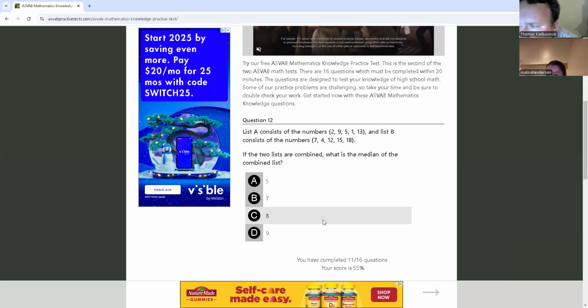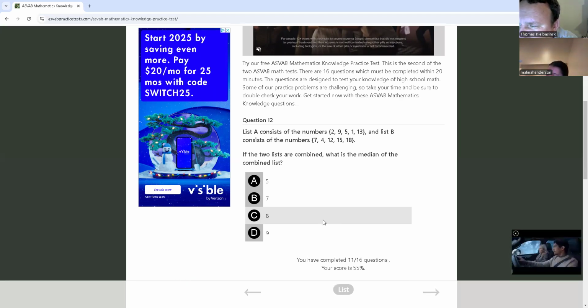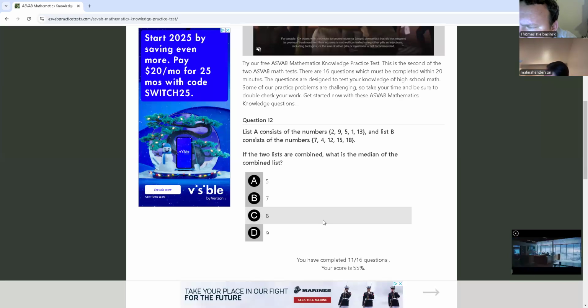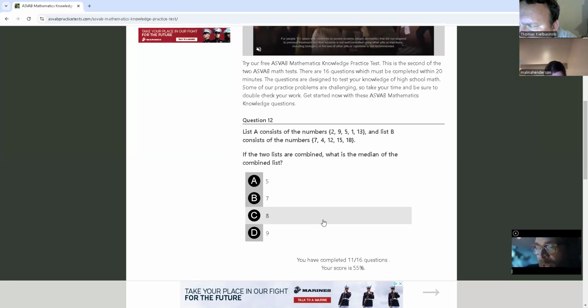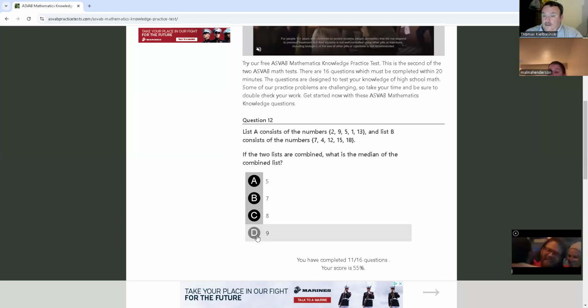So it's the middle number you're saying? Yes. So you would just put 1, 2, 4, 5, 7, 9, let's see, 12, 13, 15, and 18. And then figure out what is the middle number. 9. Is it 9? Is that the answer that you want? Yes. Okay.